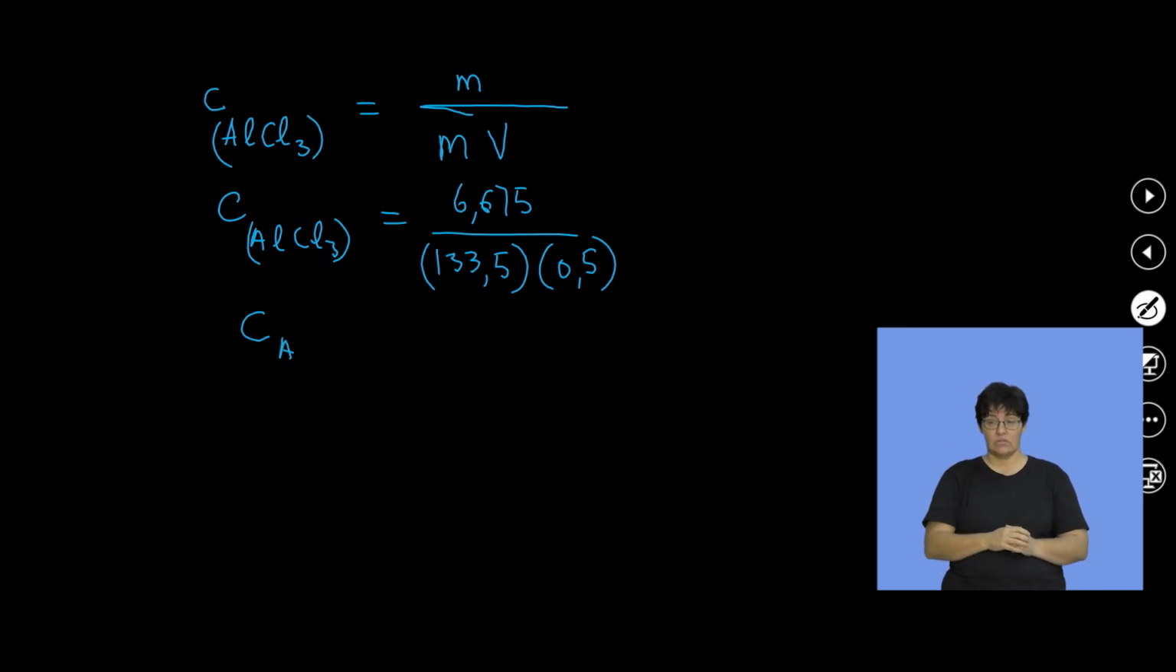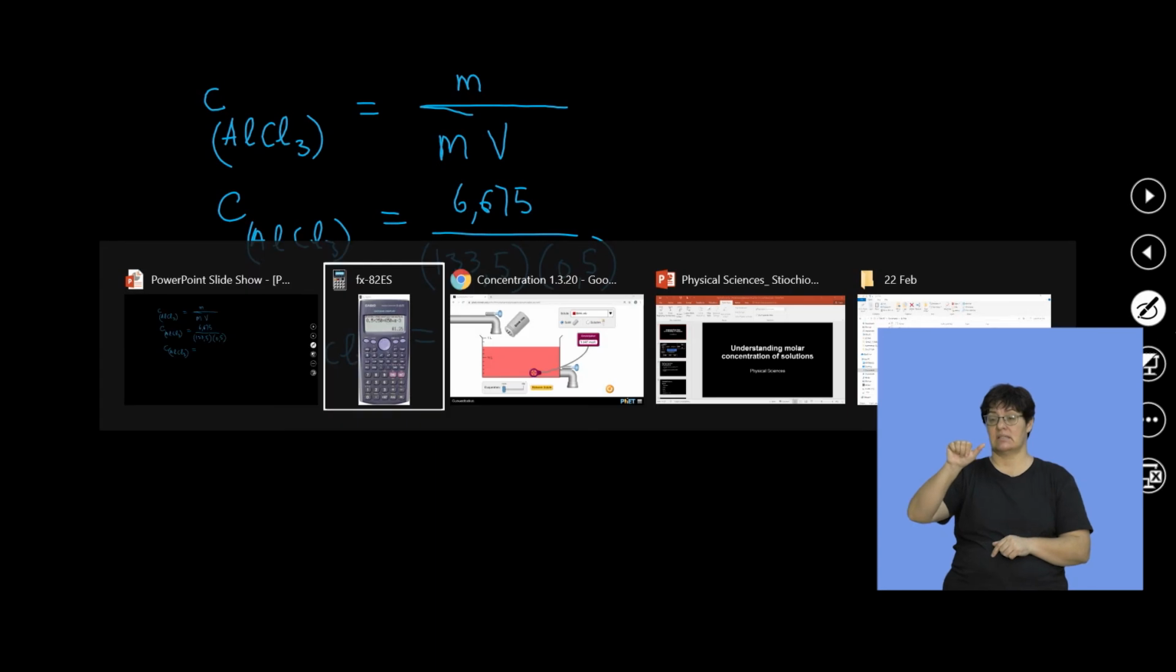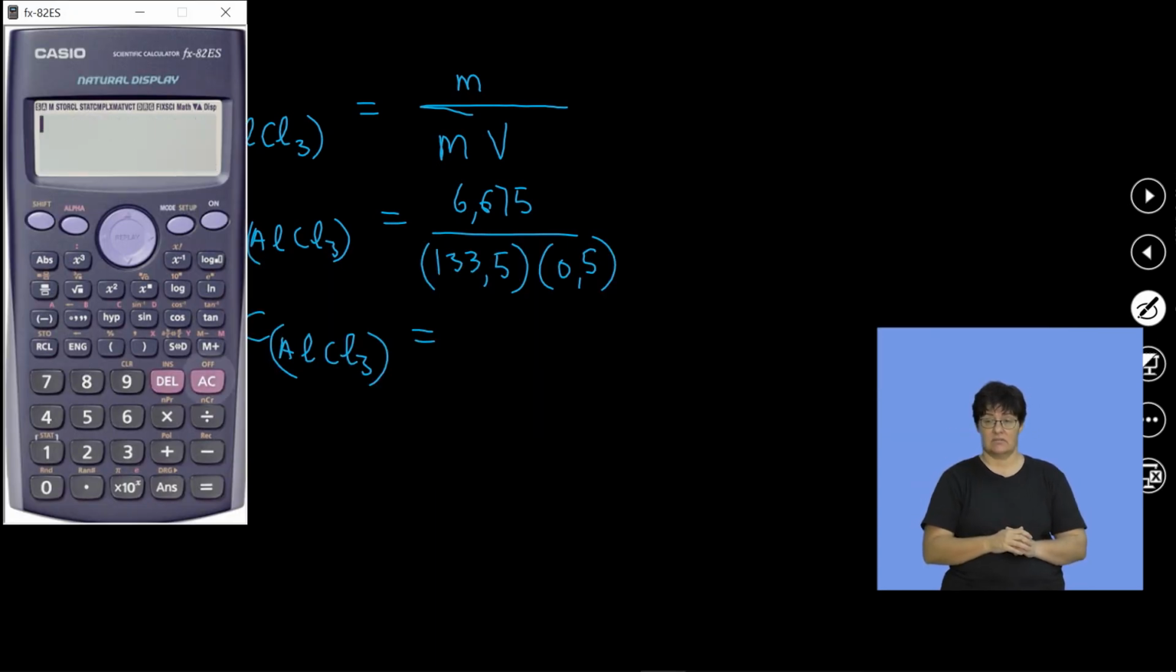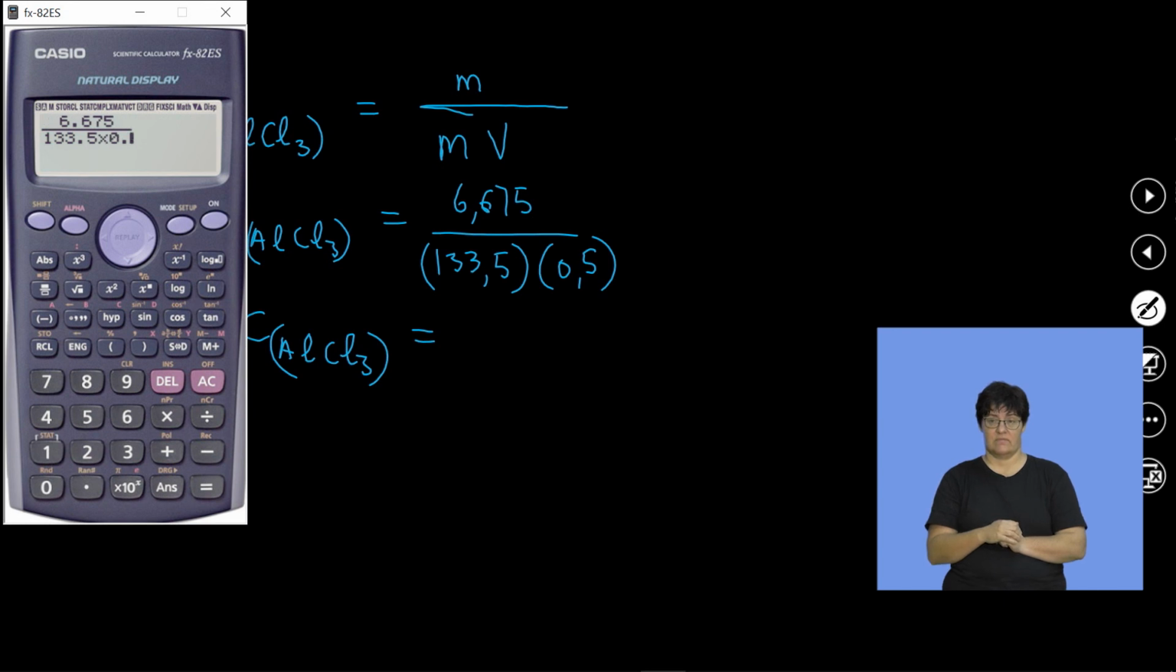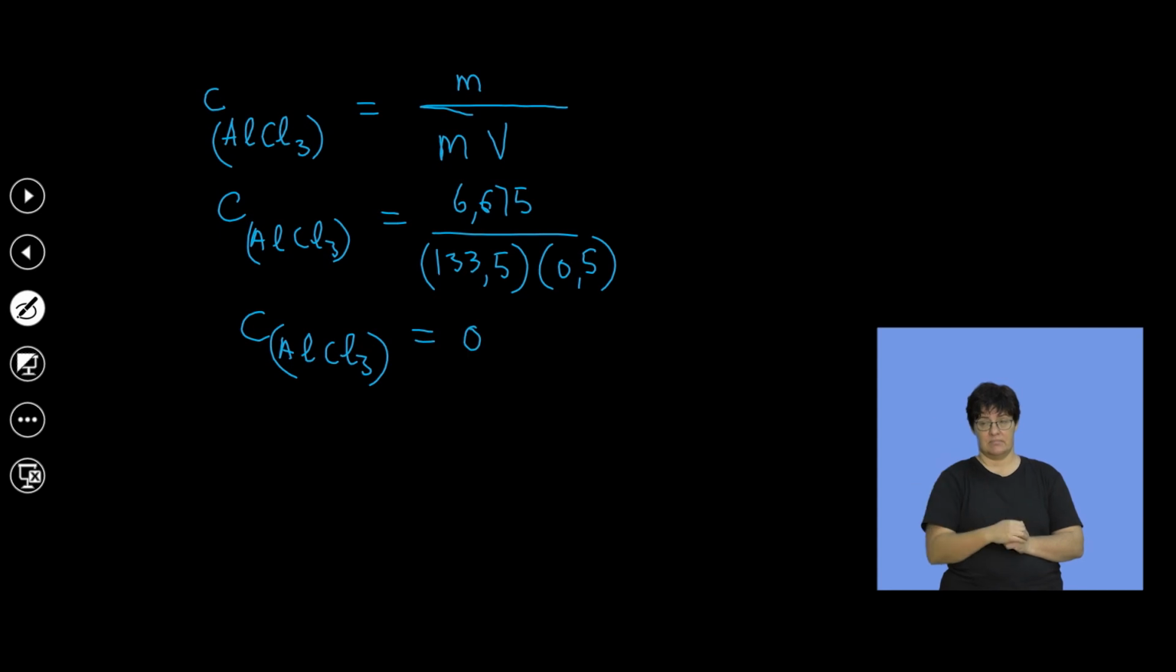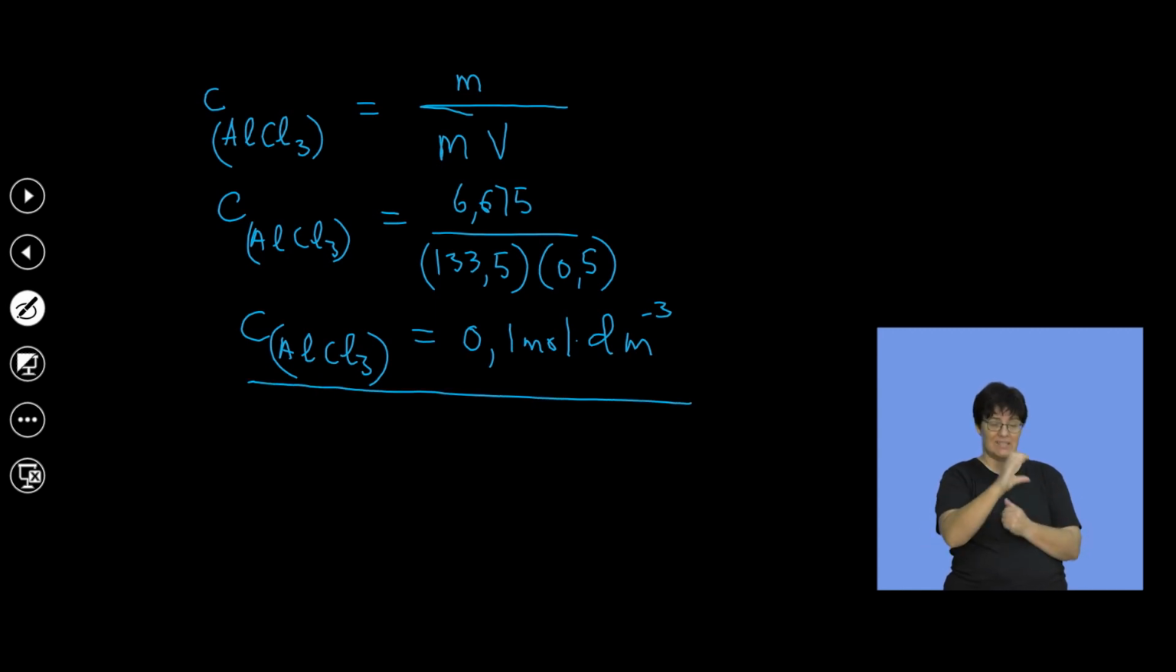So our concentration of the aluminium chloride in this case, we can evaluate by way of calculation. If we can quickly punch that in: 6.675, which is the mass of the sample, divided by the product of the molar mass and the volume, which is 133.5 multiplied by 0.5. This gives us a concentration of 0.1 moles per cubic decimeter. So that's the concentration of the solution.